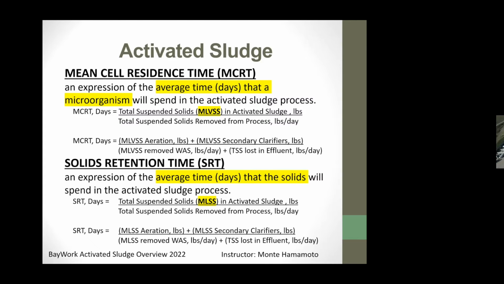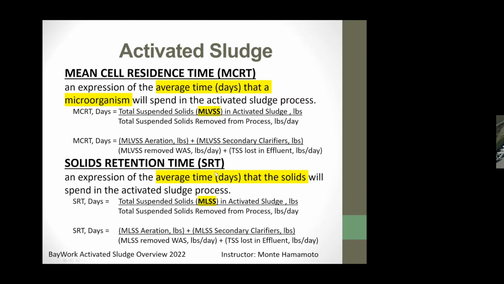It also takes into account the solids that are lost in your effluent, your secondary suspended solids that are actually being discharged, and also your inventory, what you have in your secondary clarifiers and your activated sludge aeration basins. So again, to me, it's more of a representative parameter, and it also changes a little faster than your SRT will.